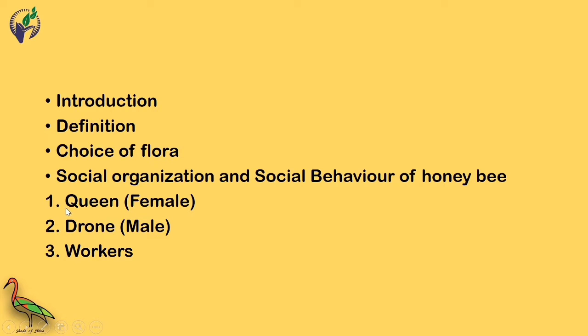Here these three are the castes of honeybee. First one is queen. Queen means female. Next one is drone. Drone means male. And third one is worker.